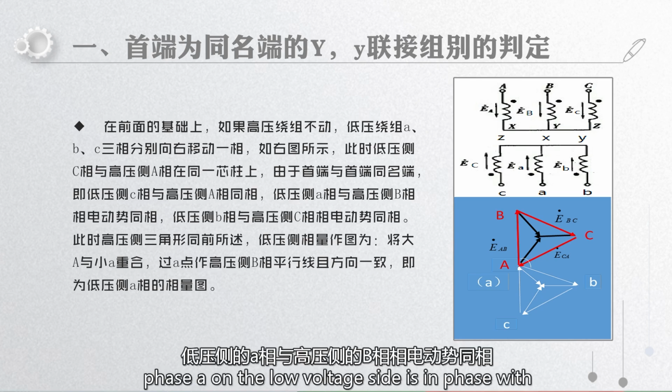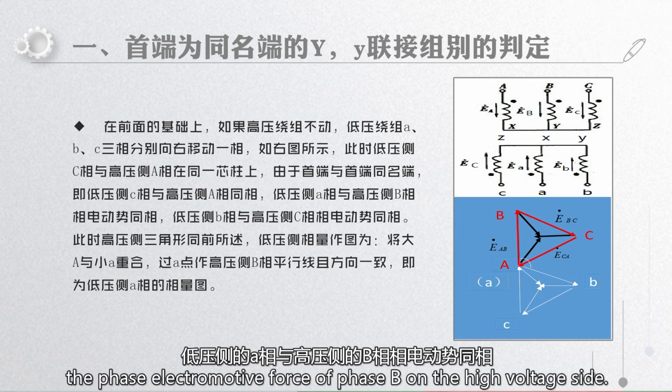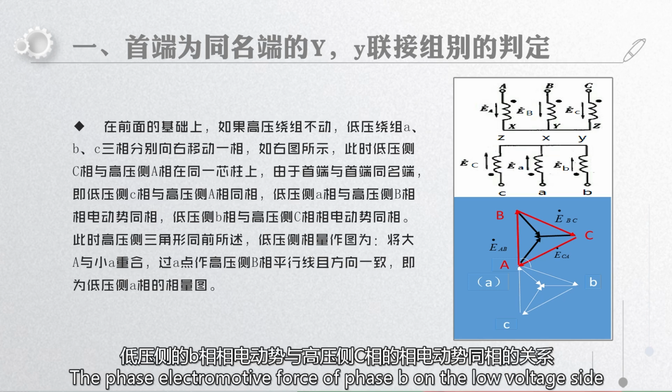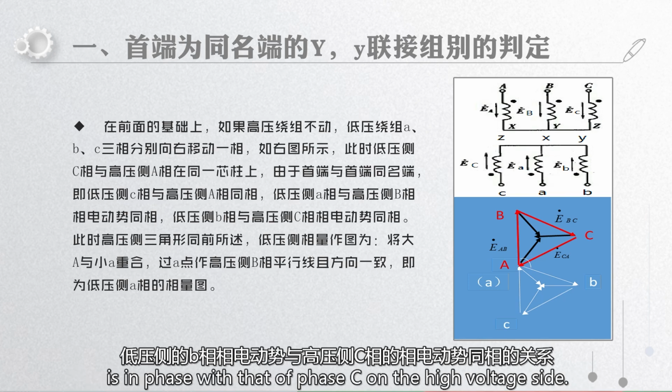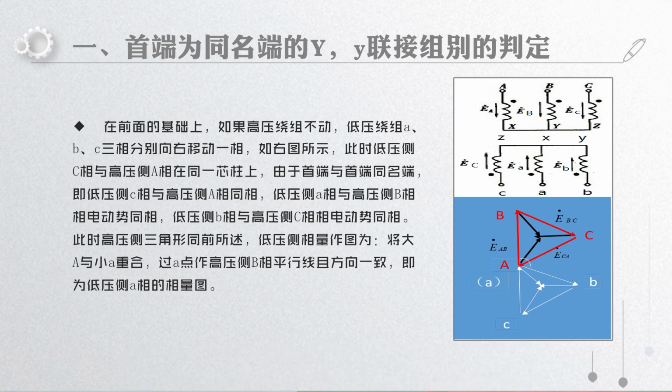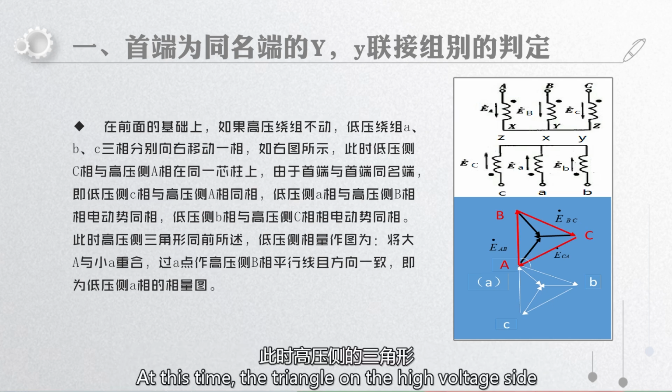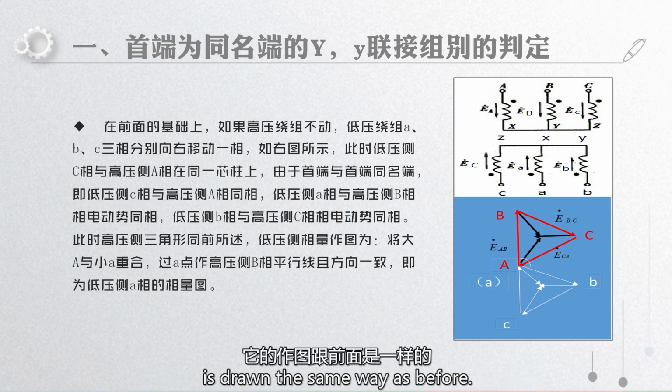Similarly, phase A on the low voltage side is in phase with the phase electromotive force of phase B on the high voltage side, and the phase electromotive force of phase B on the low voltage side is in phase with that of phase C on the high voltage side. At this time, the triangle on the high voltage side is drawn the same way as before.